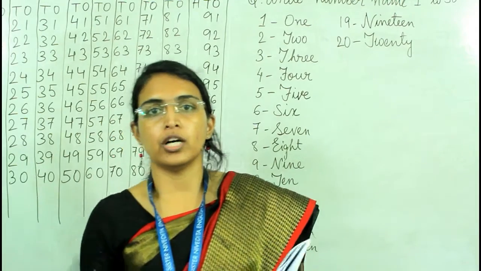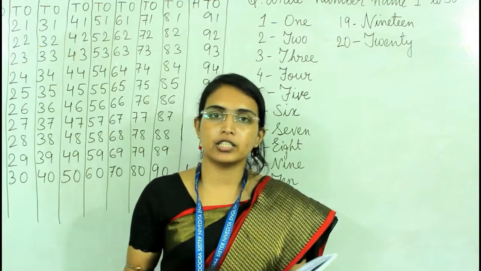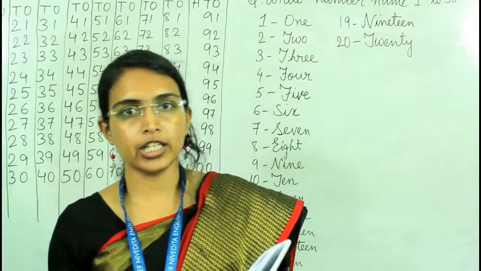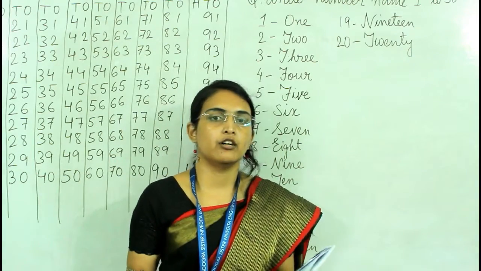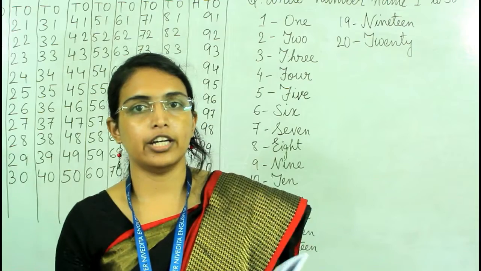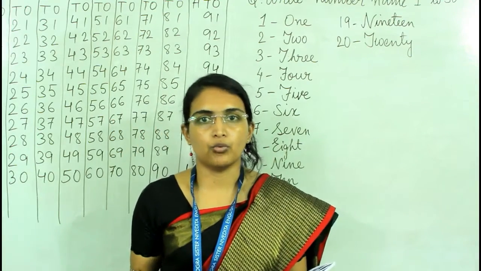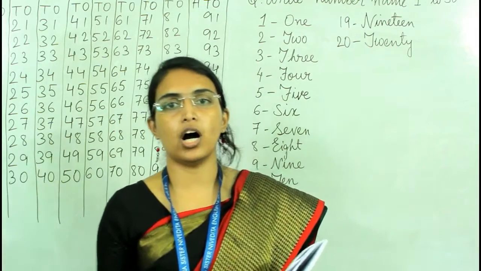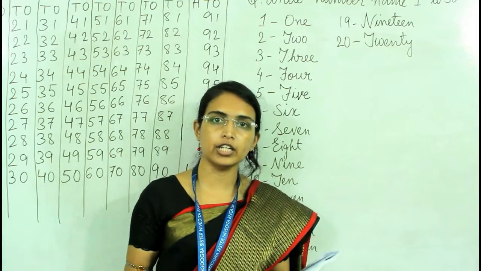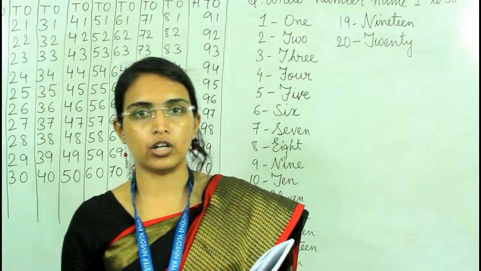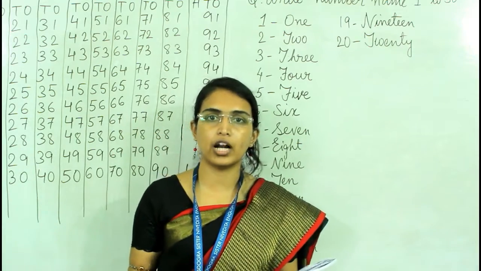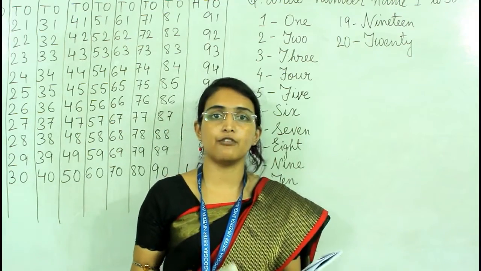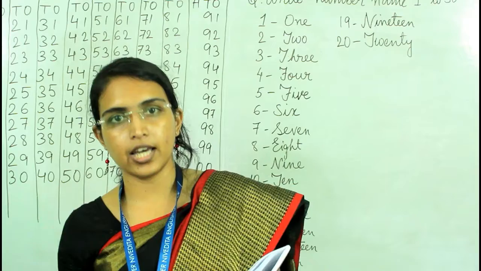Then 42. F-O-R-T-Y, 40, T-W-O, 2, 42. Then 43. F-O-R-T-Y, 40, T-H-R-E-E, 43. Then 44. F-O-R-T-Y, 40, F-O-U-R, 4, 44. After 44, 45. F-O-R-T-Y, 40. Then 45. F-O-R-T-Y, 40, F-I-V-E, 45.